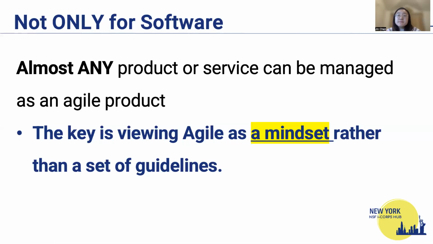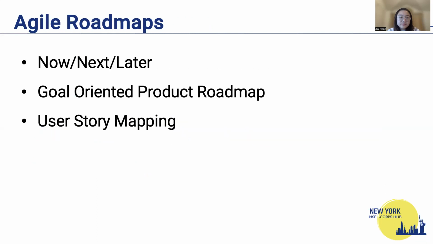Again, Agile can be extended to nearly any product or service. The key is to treat Agile not as a set of guidelines, but as a fundamental mindset. Adopting this mindset can incorporate flexibility into your product development process and help you align your product more effectively with the dynamic market demand. Agile works well with the plan first, and I will go over the three different types of Agile roadmaps that you can use for your product development, which also work with your customer discovery.